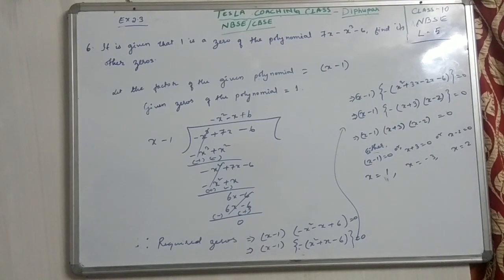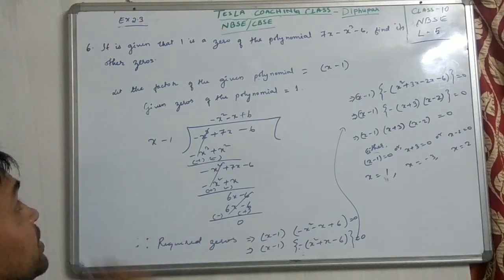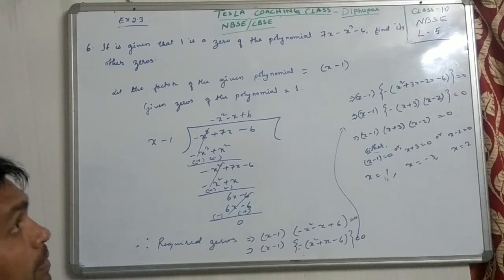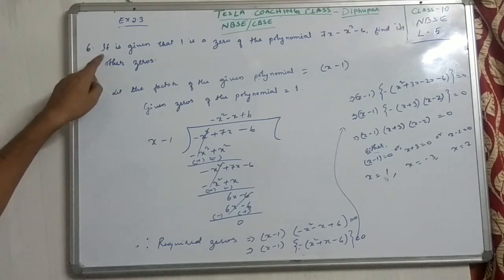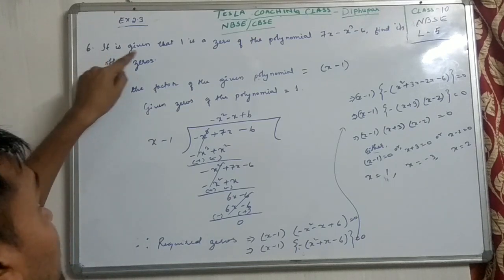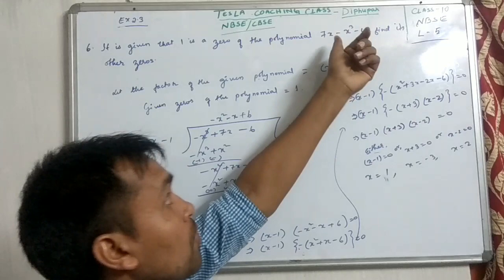Okay, students, here we are with question number 6, exercise 2.3, class 10 mathematics, lecture number 5. So it is given that, let me read out the question first. It is given that 1 is the 0 of the polynomial, this is one polynomial.